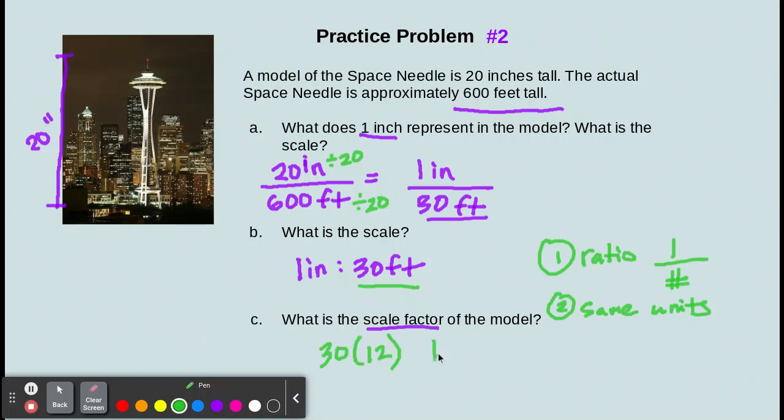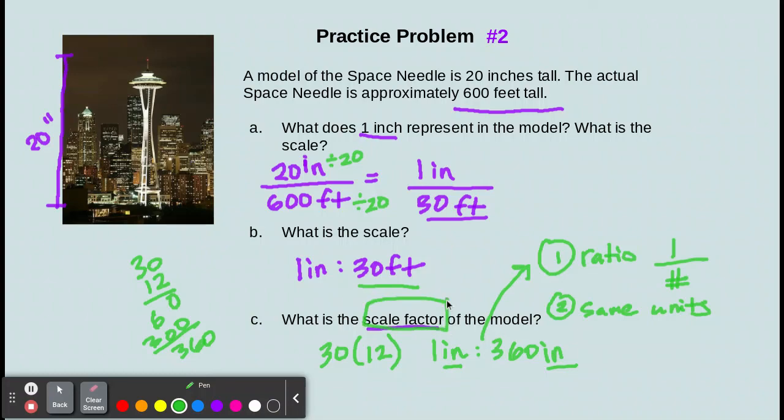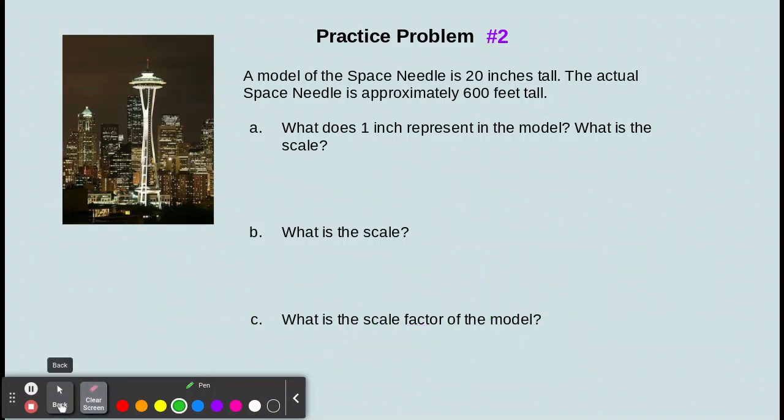So 1 inch in the model is the same as 30 feet, which is the same as 360 inches. Now we have the same units. So now what is this ratio? What is our scale factor? And that concludes 5.6.